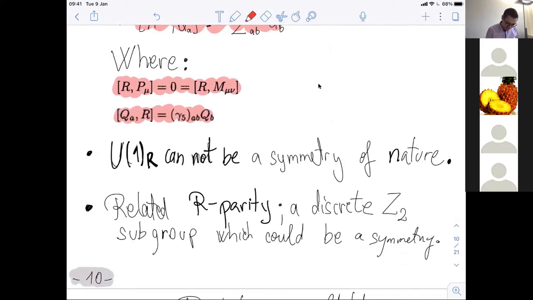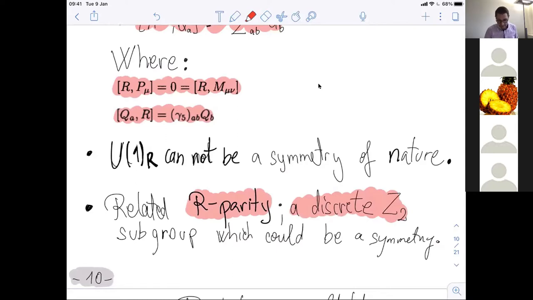So first of all, this U(1)_R cannot be a symmetry of nature. It's anomalous and broken by some interactions. The U(1)_R is just the symmetry of the algebra, but not necessarily of the Lagrangian. However, there is a related discrete subgroup of it, a Z2 discrete subgroup. U(1) is a continuous group, Z2 is a discrete subgroup, which is called R-parity. And this R-parity could be a symmetry of the Lagrangian. It will play a role in the MSSM.